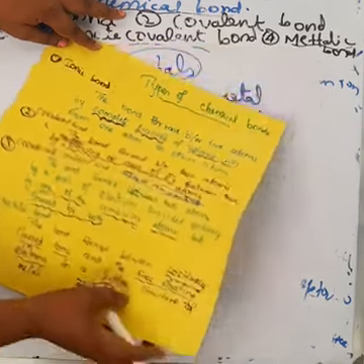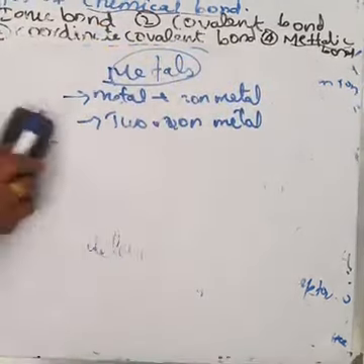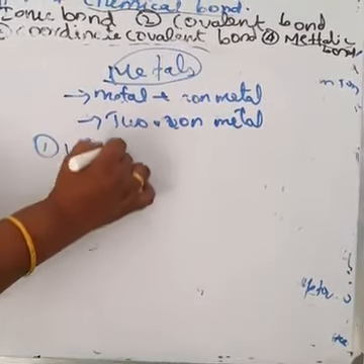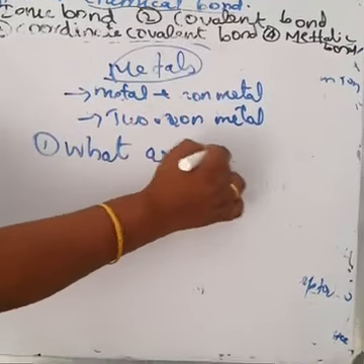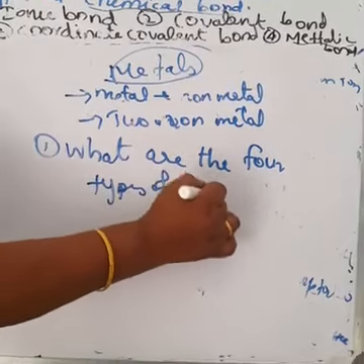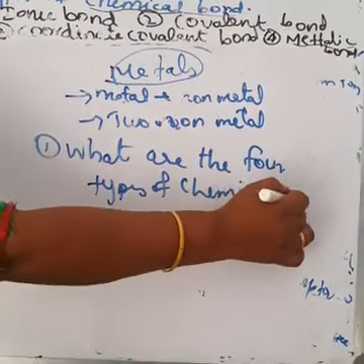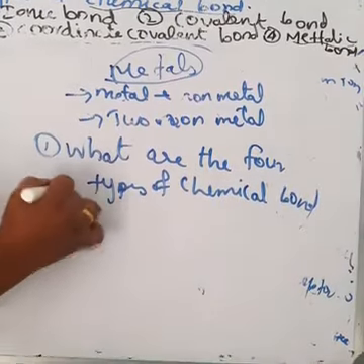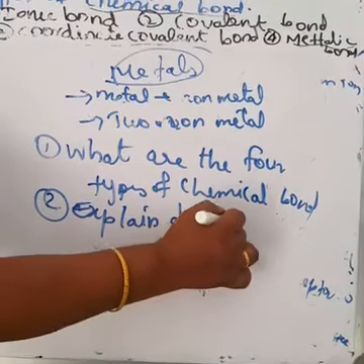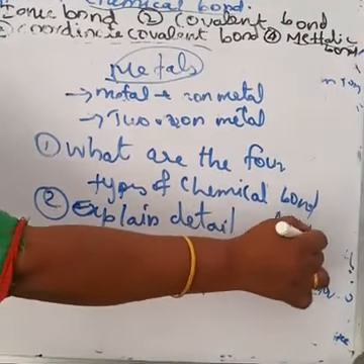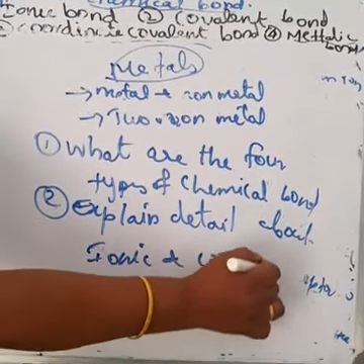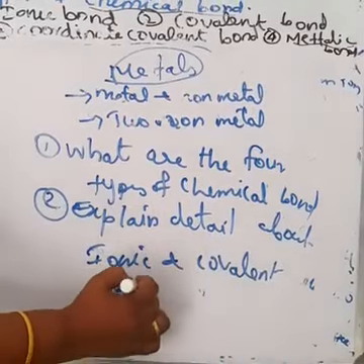Study well. Today's assignment: what are the 4 types of chemical bond? First, second, explain in detail about ionic and covalent bond with an example.